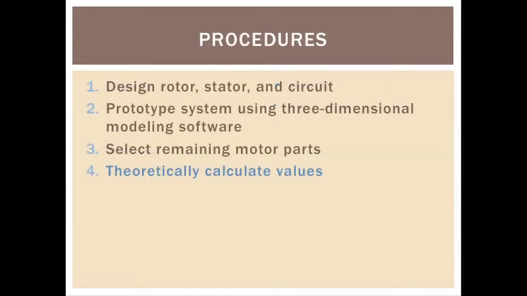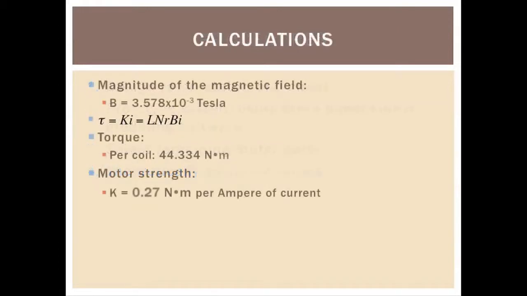So the fourth step in our procedure was theoretically calculating values that would correspond to the strength and speed of our motor. Yes, so as Divya just mentioned, we use many different equations to calculate many theoretical values. We are able to calculate the magnitude of our magnetic field, which we found to be 3.6 times 10 to the negative third Tesla. And then using tau equals NLBI, we were able to calculate the torque per coil, which we found to be 44.3 newton meters. And finally, using tau equals Ki, we were able to calculate the motor strength, which we found to be 0.27 newton meters per ampere of current.